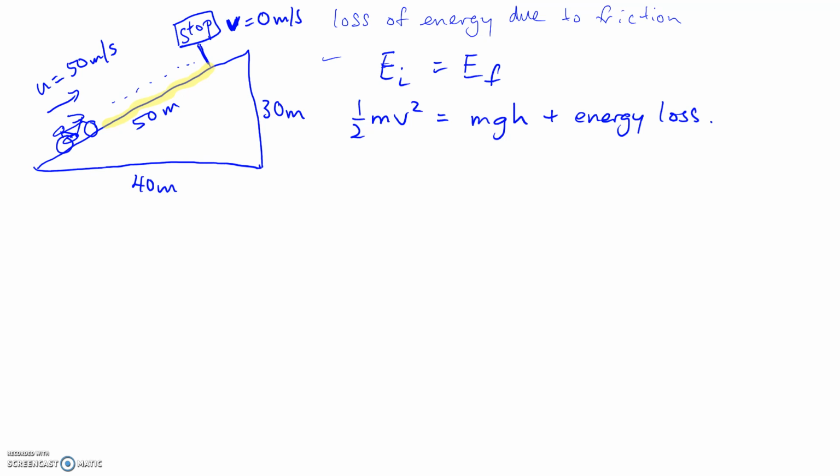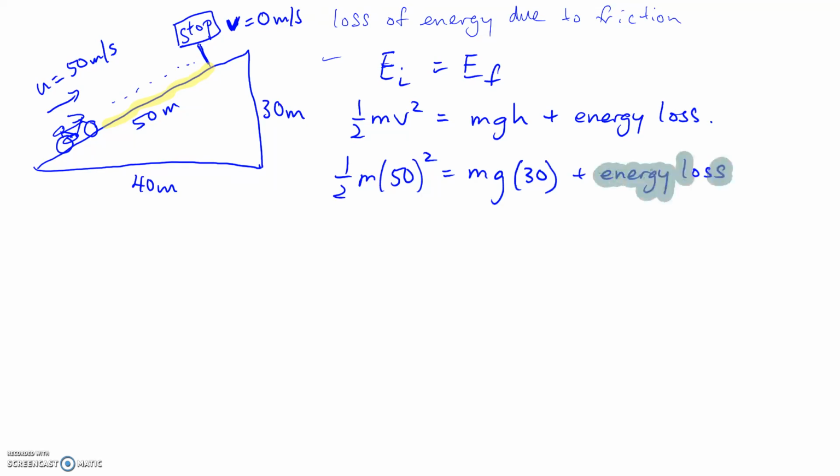Okay, so now assuming that you actually stop at the peak, then based on your half mv squared with initial velocity 50 meter per second, and you actually stop at the top, which is 30 meters. If there's any difference in energy between the initial and the final, the rest must be due to the energy loss. Okay, and the energy loss we mentioned is due to friction, so we can actually use the frictional force times the distance traveled.